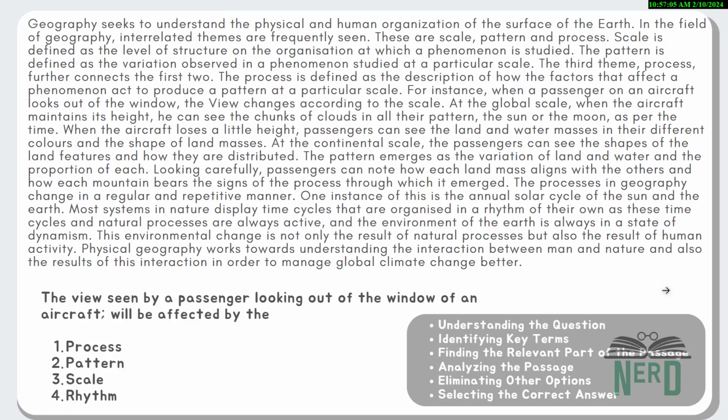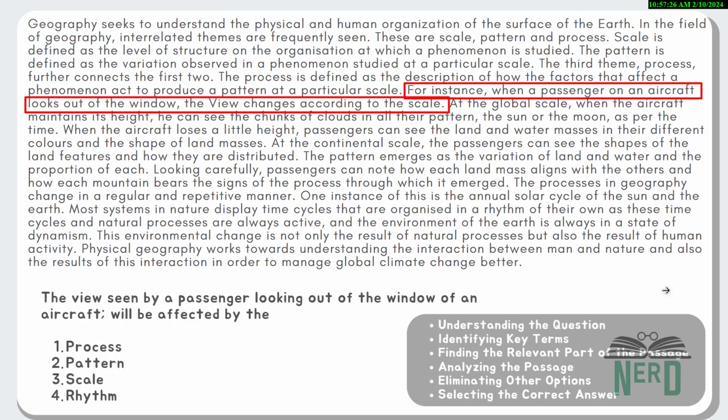Now we're going to find the relevant part of the passage. When we scan through, the passage provides a detailed description of how the view changes for a passenger in an aircraft. For instance, you can see we have one line: "when a passenger on an aircraft looks out of the window, the view changes according to the scale." Right there we have the answer itself. Our next step is analyzing the passage, which explicitly mentions that the view changes according to the scale. Simple, we found our answer.